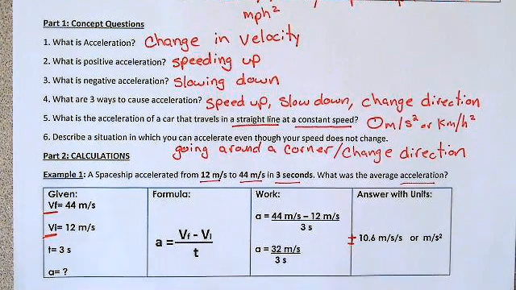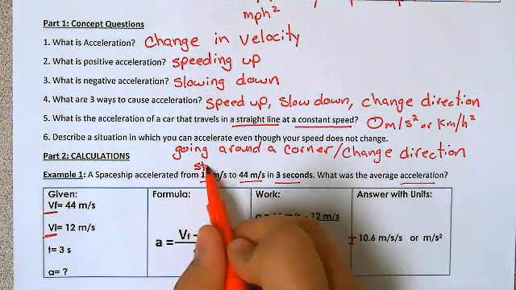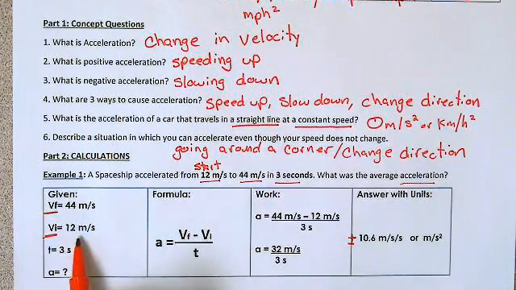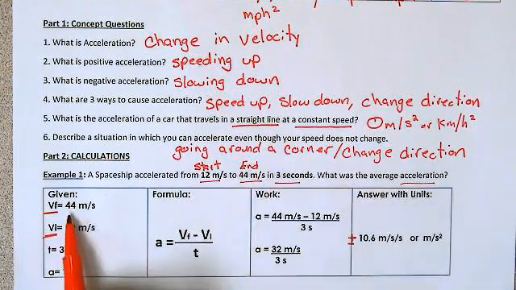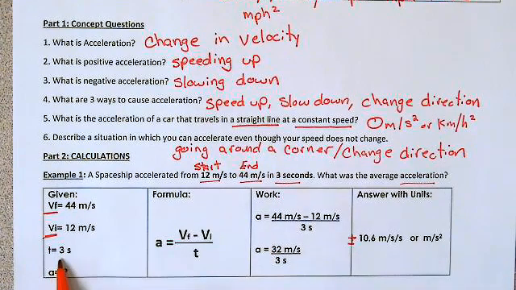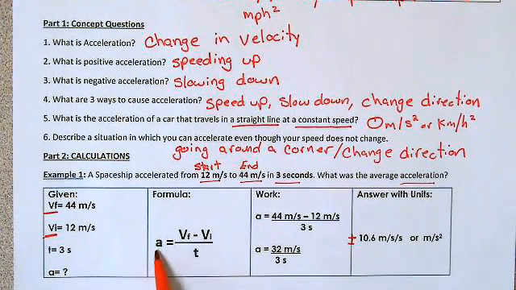Okay, so whatever the starting speed is, that is the initial velocity. And whatever the ending speed is, that is the final velocity. So for this problem, 12 is for the initial velocity and 44 is for the final velocity. The time here is 3 seconds. So that is the information given in our word problem. So we're going to take that, look at our formula. We're wanting to know what is the acceleration. So we're using acceleration equals final velocity minus initial velocity, all divided by time. Okay, so that's 44 minus 12 divided by 3.